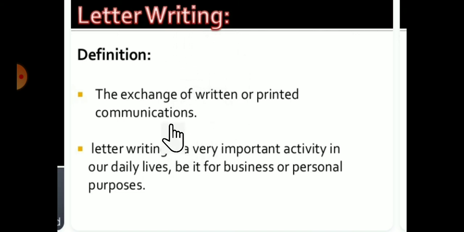Understood? This is what the first definition says. The exchange of written or printed communications is called letter writing. Another point of letter writing: letter writing is a very important activity in our daily lives, be it for business or personal purposes. In our daily lives we write letters to build our business. We write a letter to our friends to share our personal views or personal messages, isn't it? So both definitions give the best meaning for letter writing. Understood?